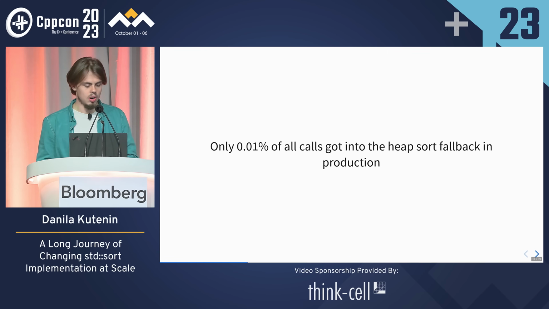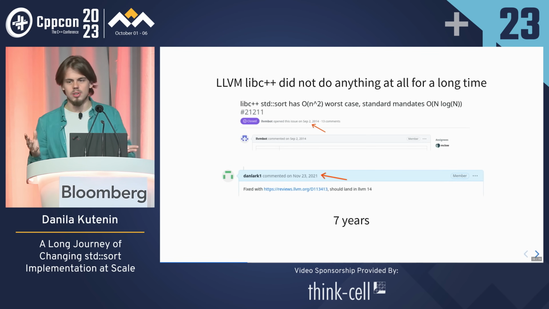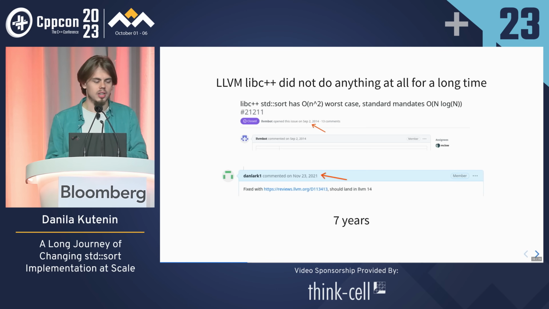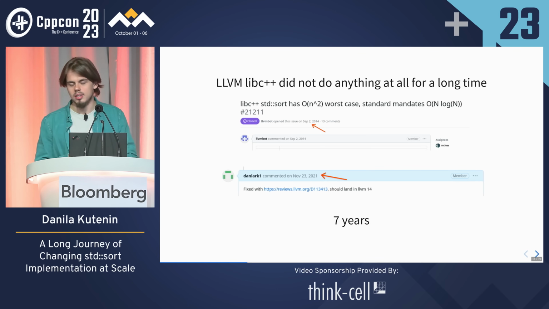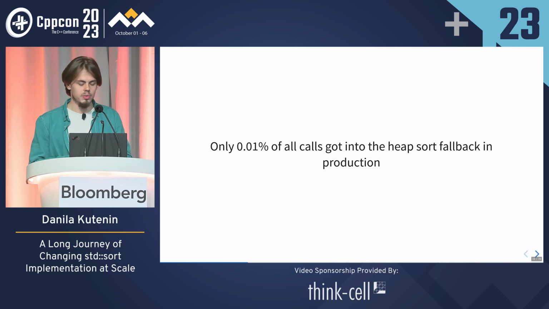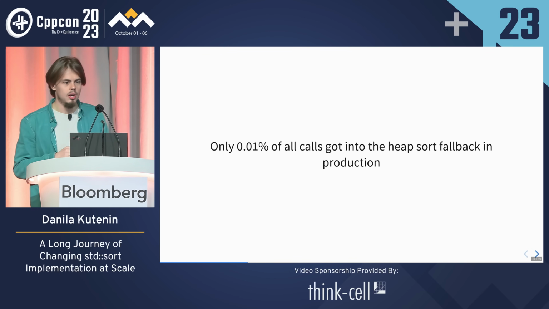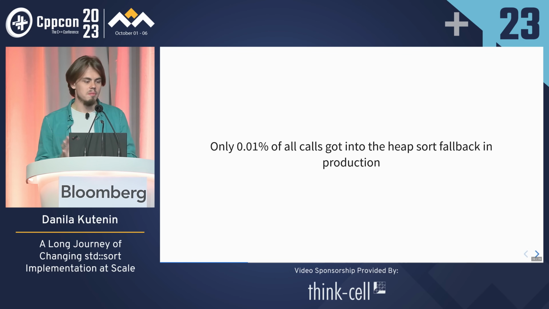So why was that? The answer is simple. Actually, anybody of you could have implemented that. The thing was, nobody really cared a lot, and that's the only factor. And after that, we implemented that. We found that only 0.01% of calls got into this heap sort fallback in production. Google production might be biased, of course, but that's what we've seen so far.